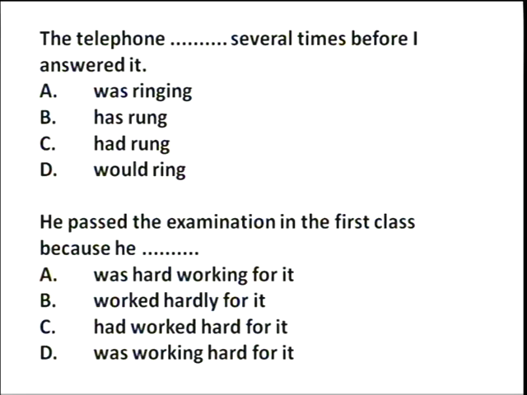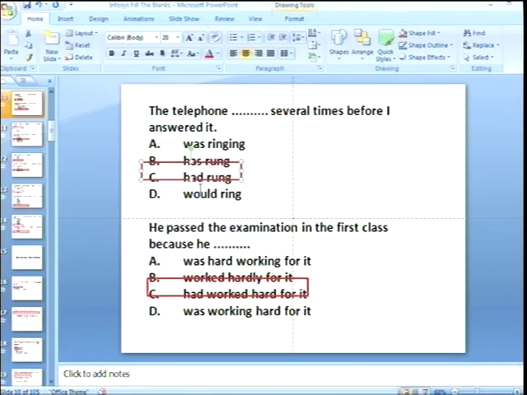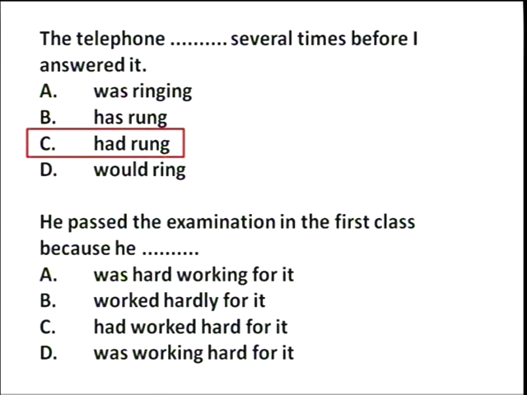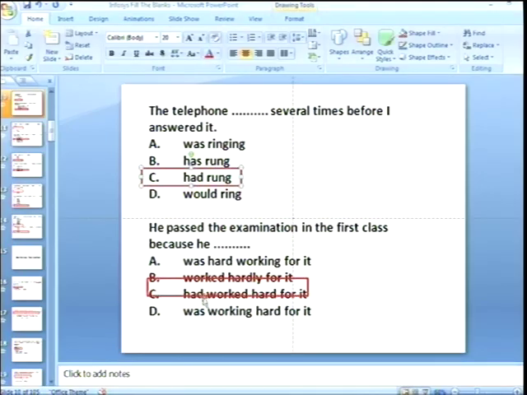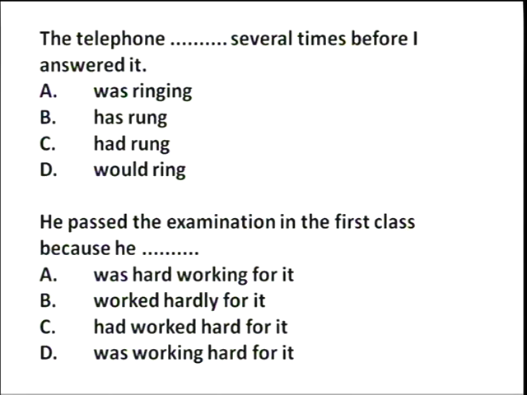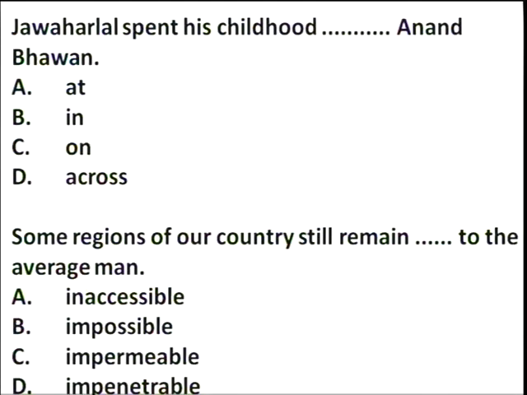The telephone dash several times before I answered it. The telephone was ringing several times before I answered it. Has rung, had rung, would ring. Now this is more in terms of the identification of the right tense form. So had rung is the correct answer. And the second one: he passed the examination in the first class because he had worked hard for it.